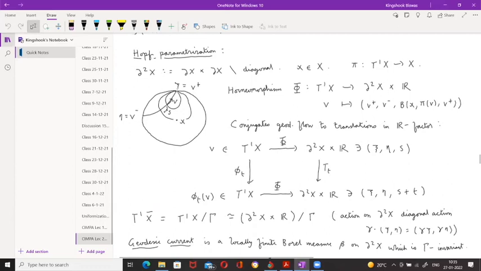Then we have a homeomorphism phi, which is called the Hopf parametrization, from the unit tangent bundle to the space del2X cross R. What does it do? So I take a unit tangent vector V, as in this picture. Now, V determines a unique bi-infinite geodesic. That geodesic converges in positive time to some endpoint V plus, and in negative time to some endpoint V minus. And this gives me a pair of distinct points, so that's an element of del2X.